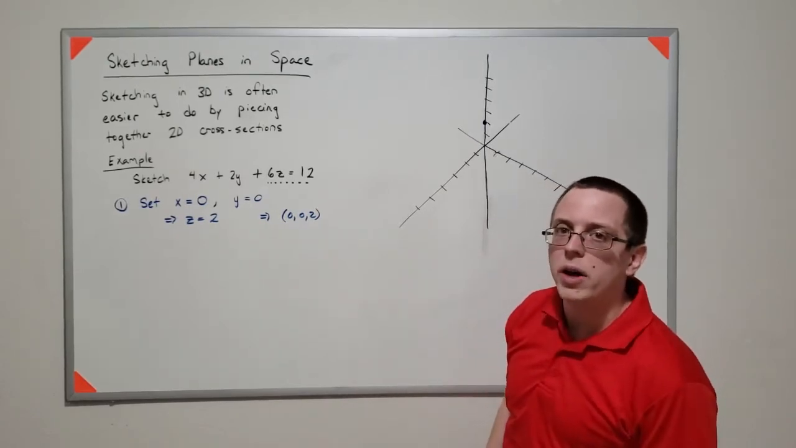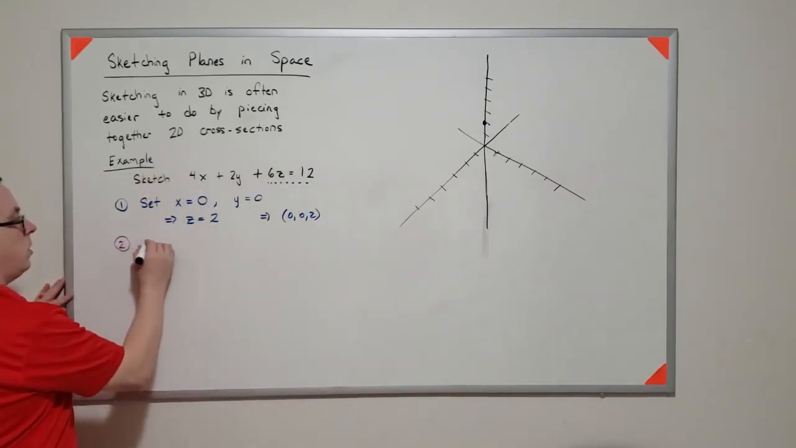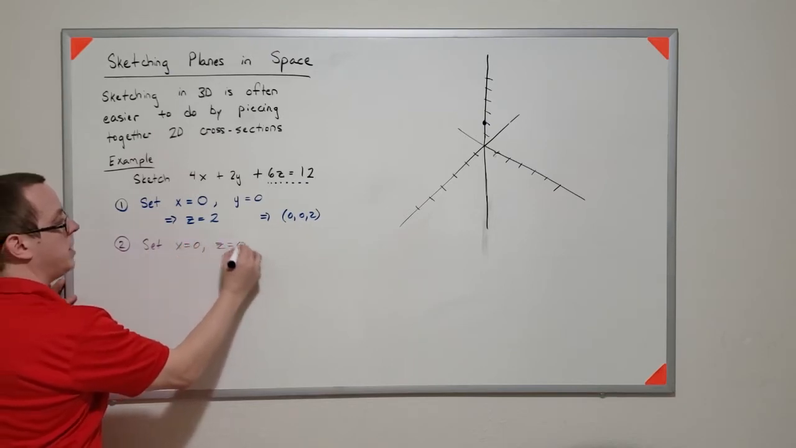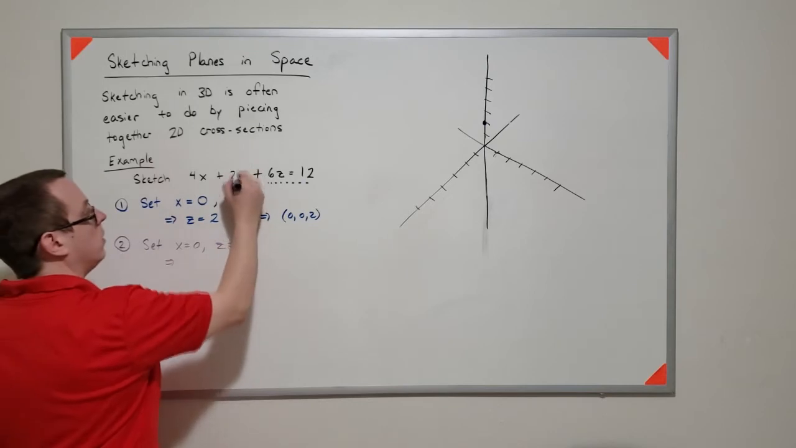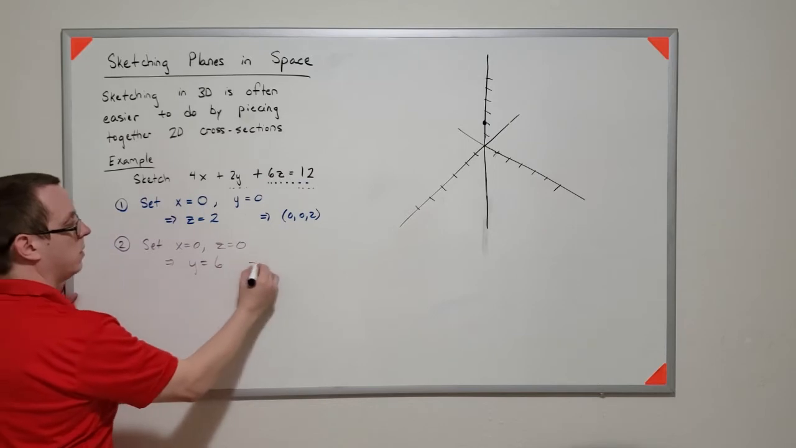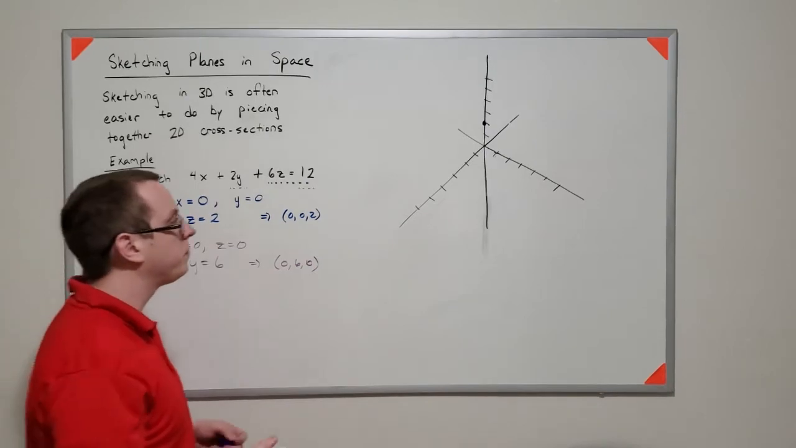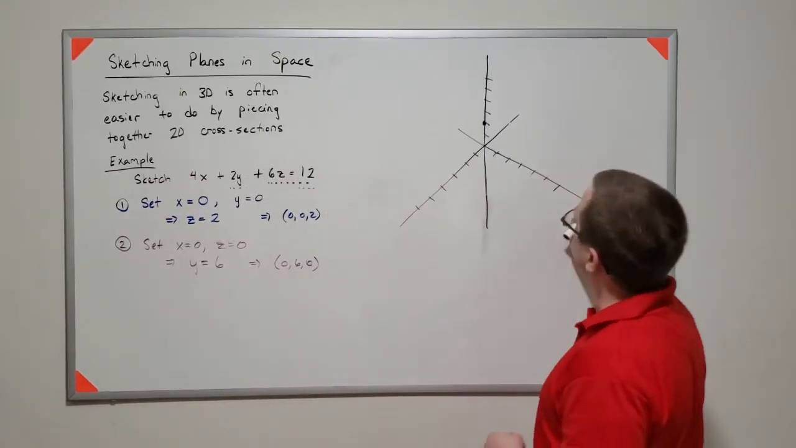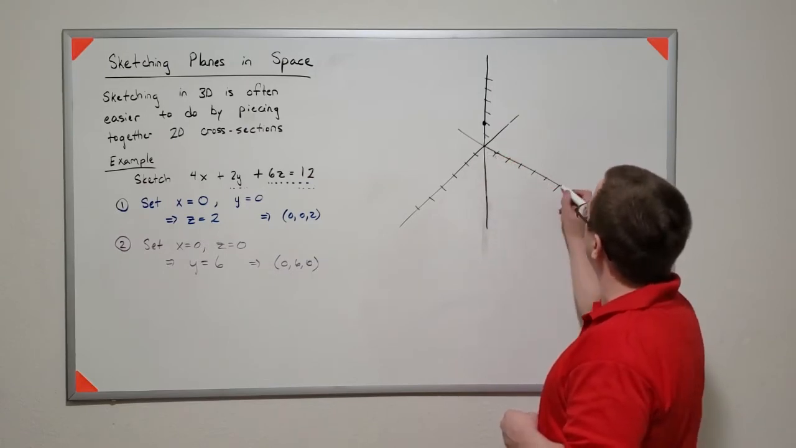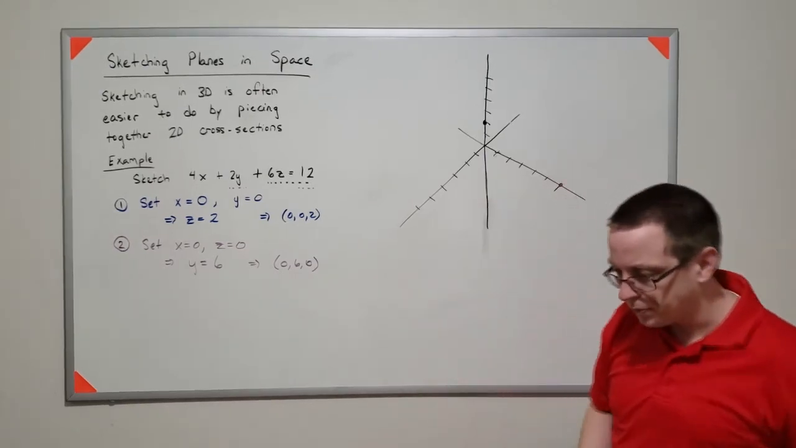Now let's try that with another variable. So let's set x equal to 0 and z equal to 0. So that tells me y equals 6, which tells me that 0, 6, 0 is a point in the plane. So if that's x and this is y and that's z, so 0, 1, 2, 3, 4, 5, 6, and 0 for z are all points.